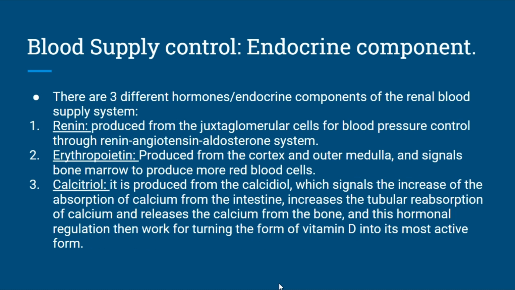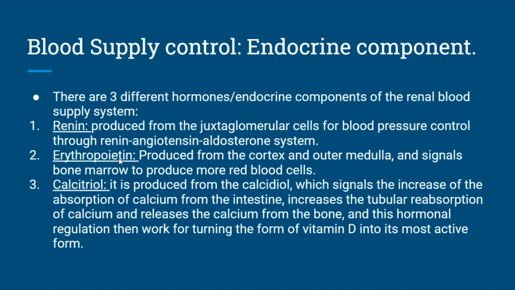So now let's look at the endocrine component. So there are three different hormones or endocrine components of the renal blood supply system. The first one is renin. Of course, we have discussed that from the previous slide. Renin is produced from the juxtaglomerular cells. If you want to know what the juxtaglomerular cells are, please review the histology slides. It has been discussed in detail over there. So it is produced from the juxtaglomerular cells for the blood pressure control, of course, through the renin, angiotensin, and aldosterone system.